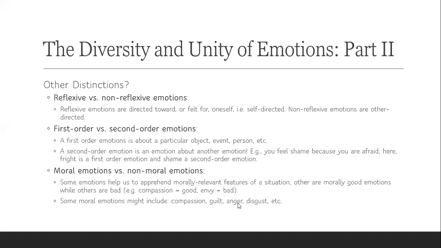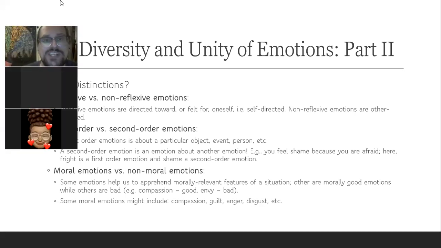Well, disgust is particularly interesting. Anger and disgust are examples that I don't think I saw mentioned in the chat, but I'm curious. Anger is a little bit easier. We can understand how anger might be good or bad. There might be situations where it's appropriate to become angry and situations where it's not appropriate to become angry. But in the sense that anger helps us to apprehend morally relevant features of a situation, how could anger be a moral emotion, I wonder? See if I get any answers in the chat.